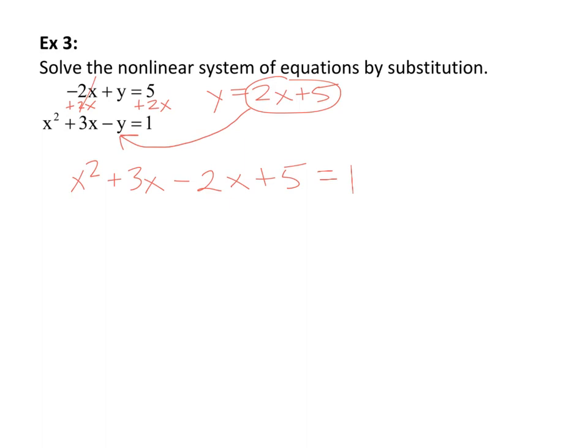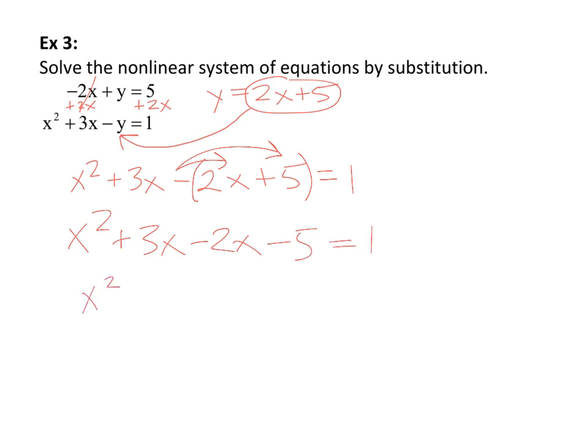Don't forget to put parentheses around the 2x plus 5, because you have to distribute that negative, and if you don't, everything gets thrown off. Watch out for that. So distributing that negative, I have this. Now I'm going to simplify. I'll subtract 1 over.